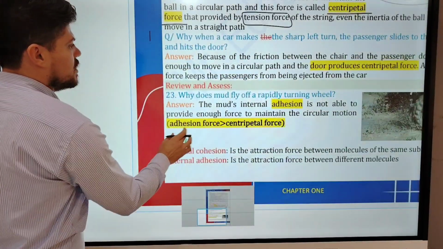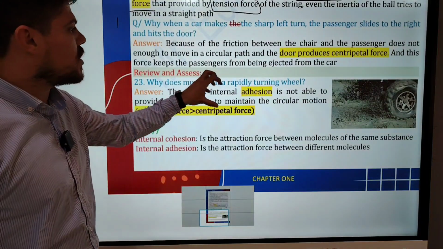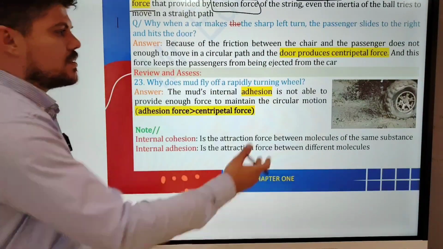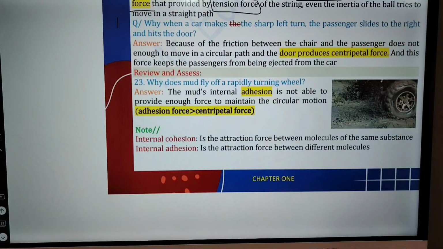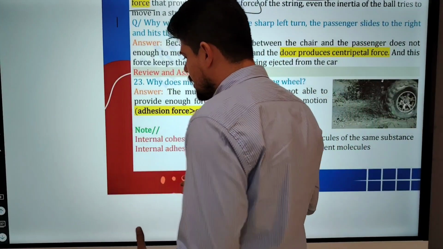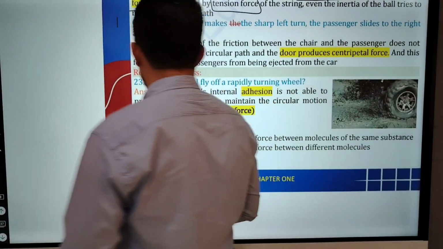Question 23. Why does mud fly off a rapidly turning wheel? As you can see in this picture, when the wheel is rotating, what happens to the mud? The mud flies off rapidly. Okay, why? What is the reason? Why doesn't the mud continue to stay in a circular path when the wheel is rotating?